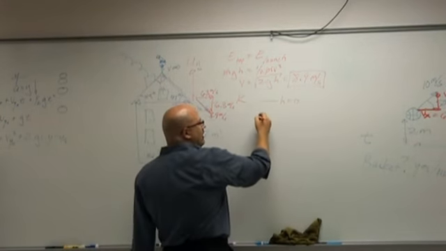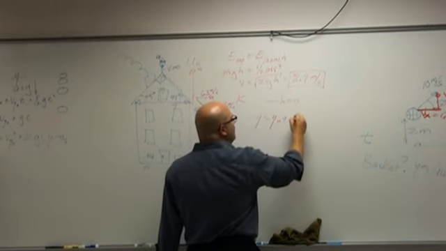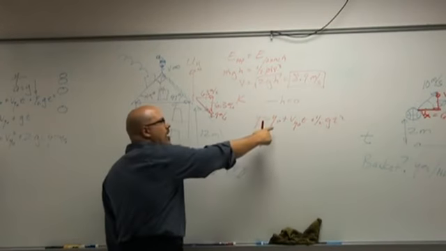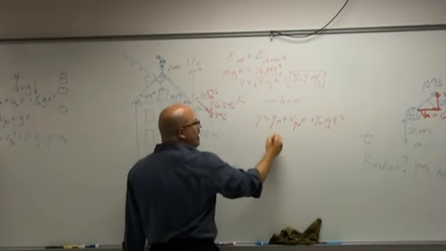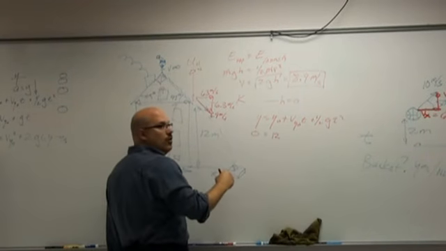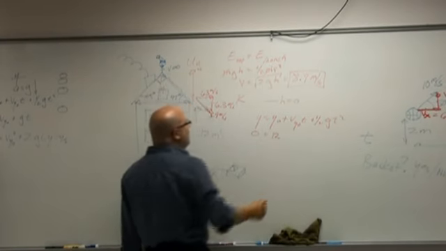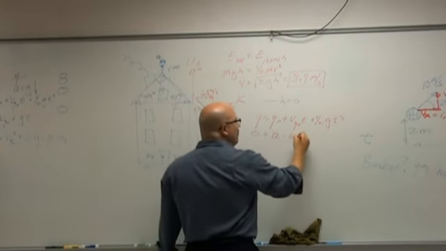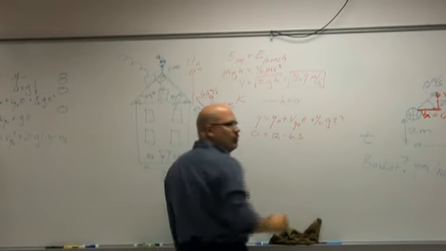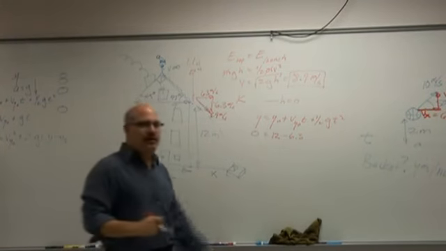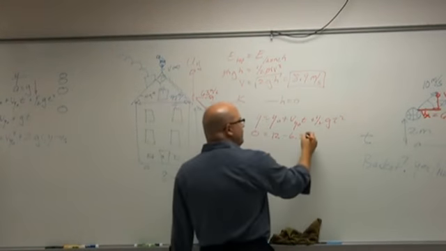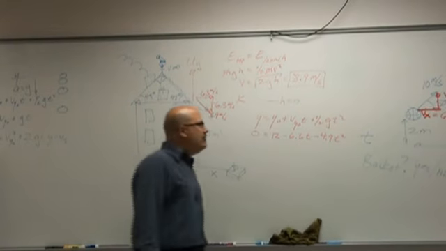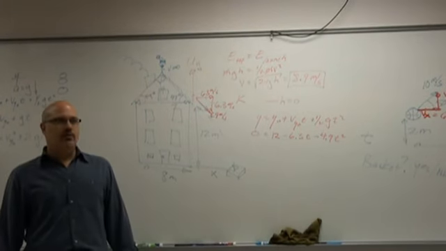Since we're running out of time, y equals y naught plus vy naught t plus 1/2 g t squared. Where do we launch from? 12. Where do we land? 0. What's our initial velocity? Negative 6.3, right? Because it's down. Okay? Minus 4.9 t squared. Now what do we do?